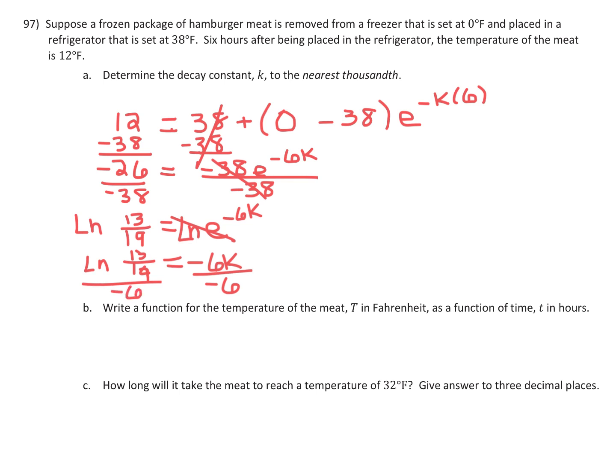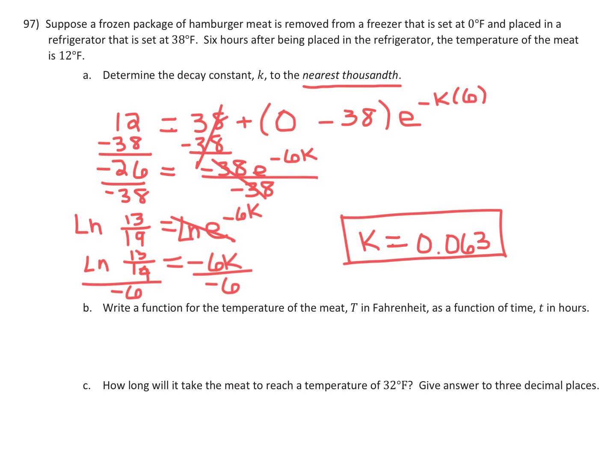Okay, so it says to round to the nearest thousandth, so 3 decimal places. You could plug in your calculator ln of 13 over 19 divided by negative 6. And when we do, we get k equals 0.063. All right, so there we have it.